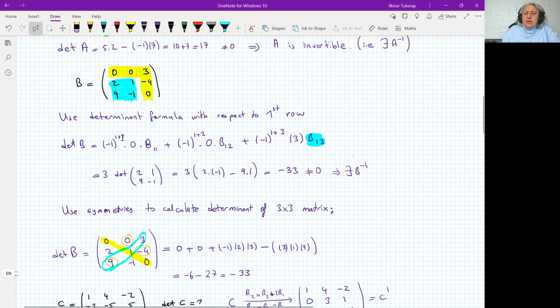So since these are 0, they will be gone. I have only the minor that I need to look at, which is 1, 3. So I need to look at the determinant of the 1, 3 minor. I should have written it down as a determinant here. That's what I'm missing. So these are the determinant of B11, the determinant of B12, and the determinant of B13.